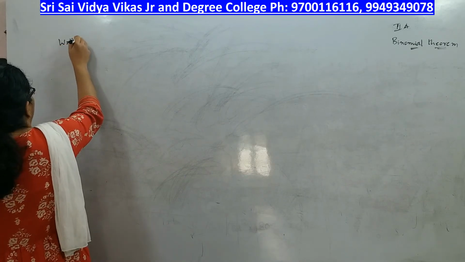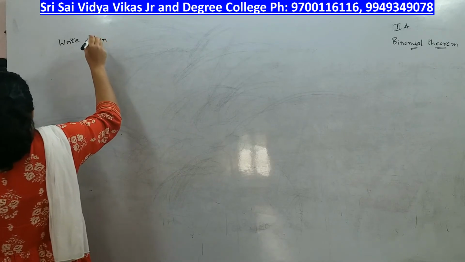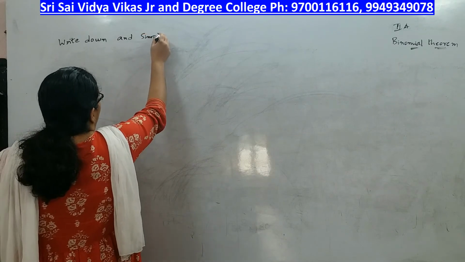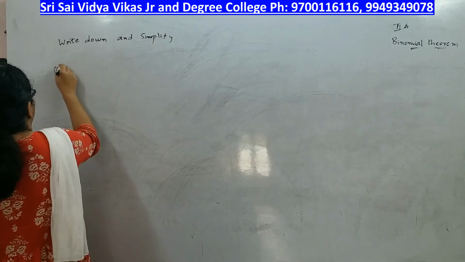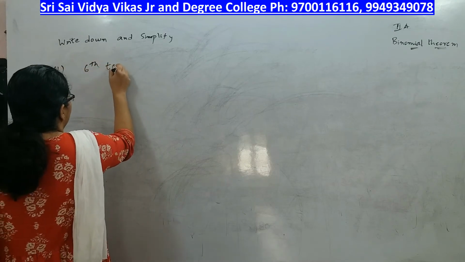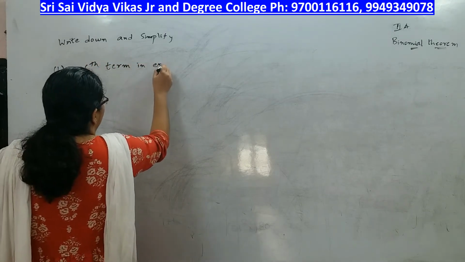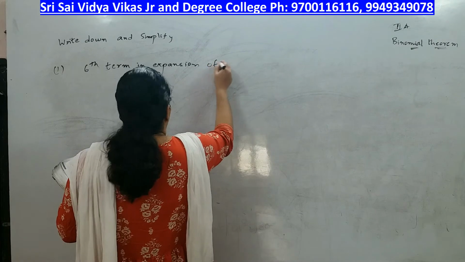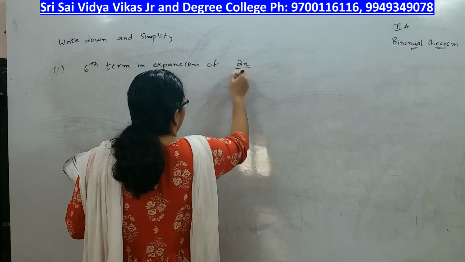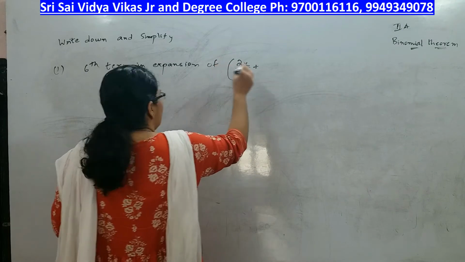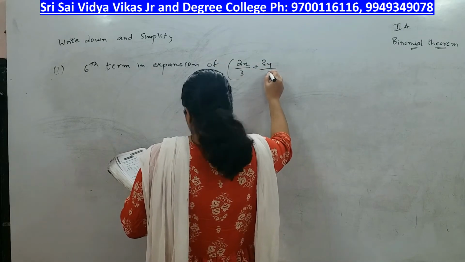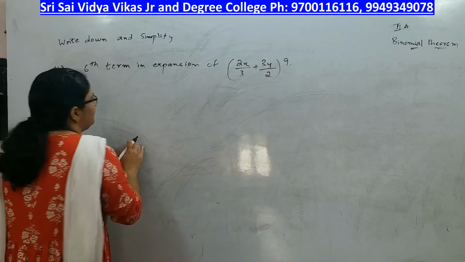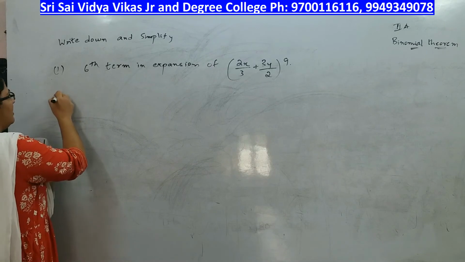Write down and simplify the first term, the sixth term, in the expansion of (2x/3 + 3y/2) whole power 9. Solution.